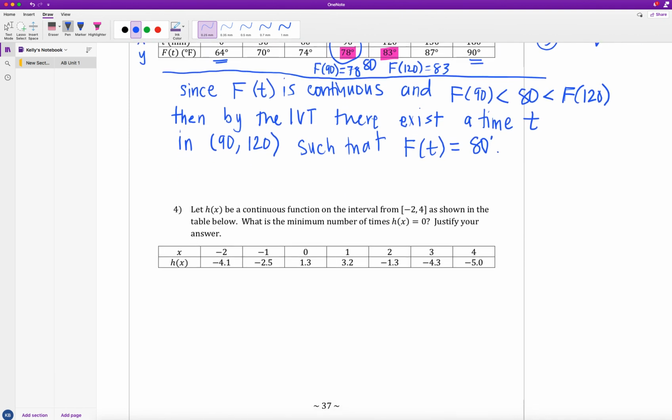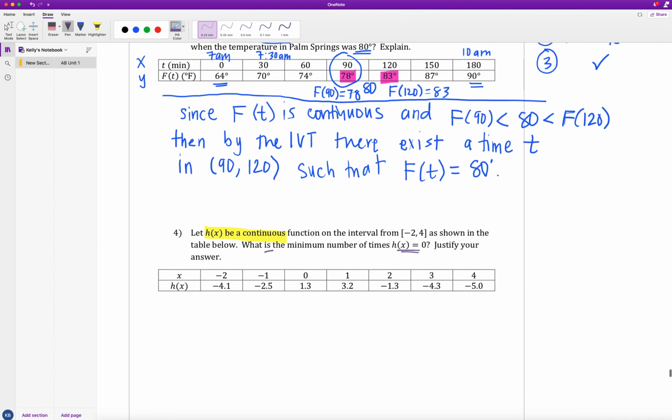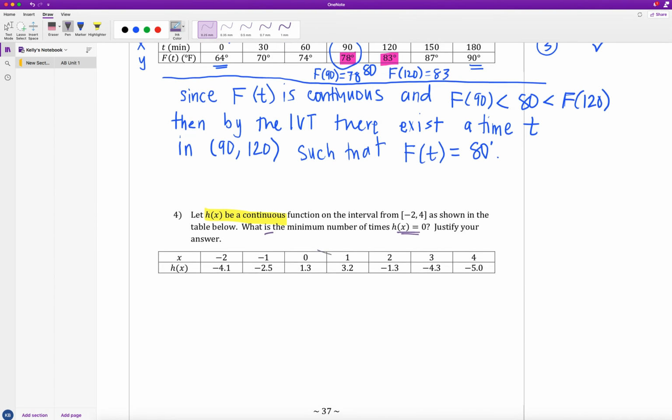So example 4 here says, let h of x be a continuous function. Keyword. That should start to be jumping off the page at you right away once they start telling us that functions are continuous. So let h of x be a continuous function on the interval between -2 and 4, as shown in the table below. Then it asks us, what is the minimum number of times that h of x has to equal 0? Justify your answer. So this is a little bit different. It's not asking me exactly to prove that there exists a time. Instead, it's saying, what is the minimum number of times that h of x has to be equal to 0?